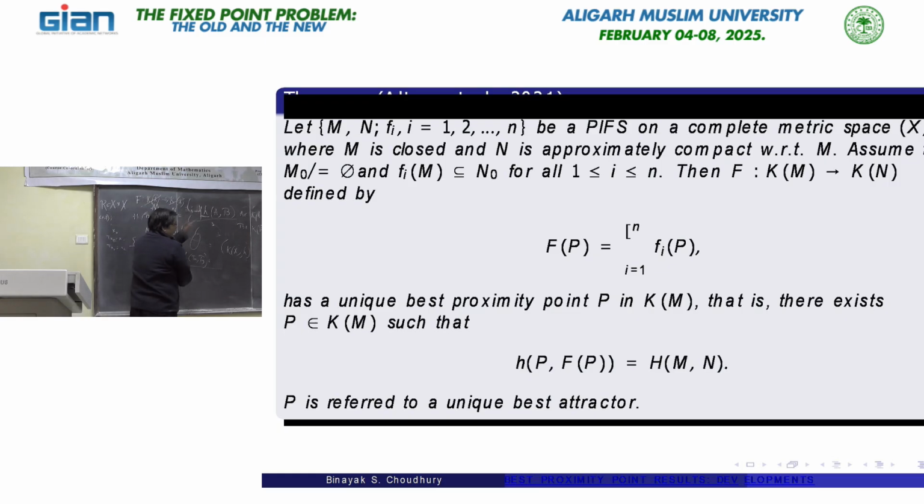We call it here, for notational purposes, let us forget the previous notations, HAB. We call it, I mean, subset, we are taking subsets, not that, sorry for that. So, we call it is equal to HMN. If we construct the function f as this one, such that this one is satisfied, then we have a unique best proximity attractor.